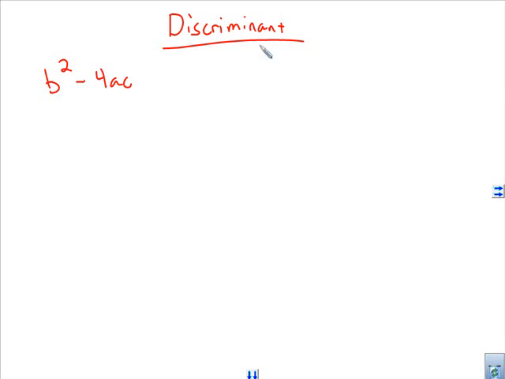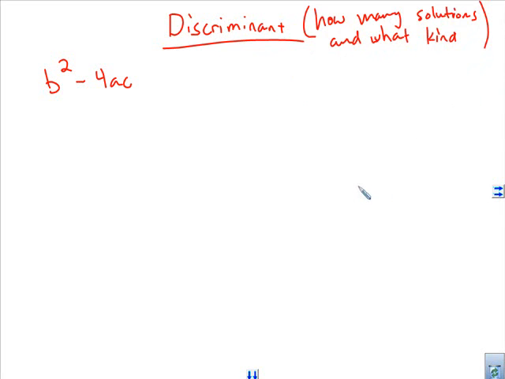What the discriminant tells you is how many solutions you will have, and what kind. It doesn't tell you what the solutions are, the actual values of the solutions. It tells you how many solutions a quadratic will have and what types of solutions.